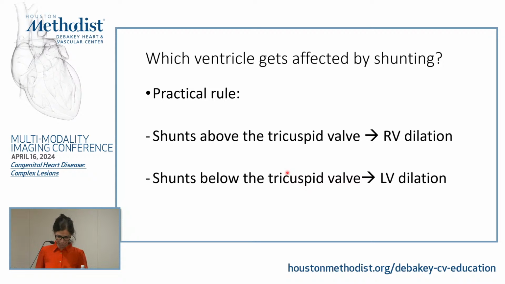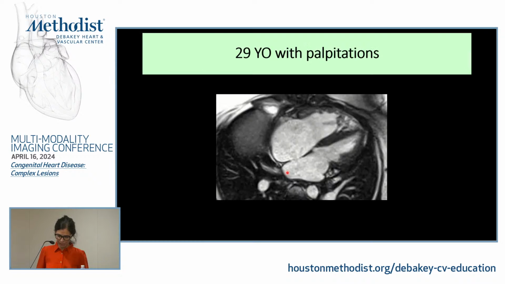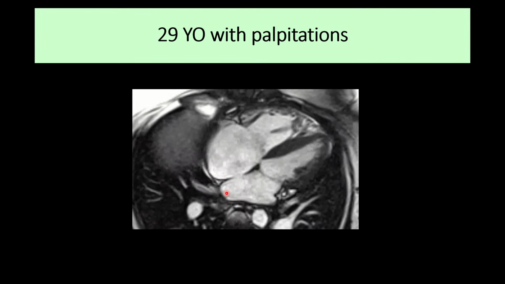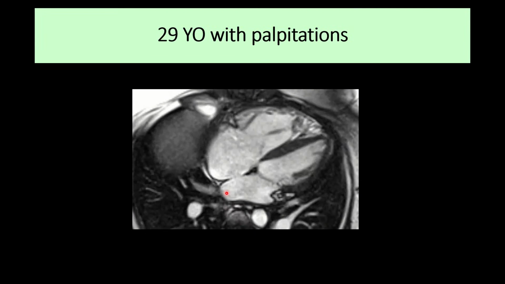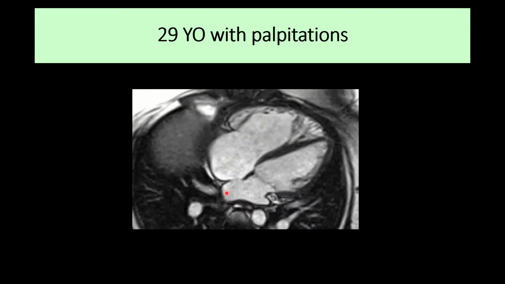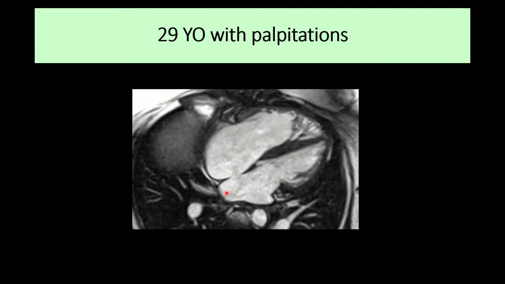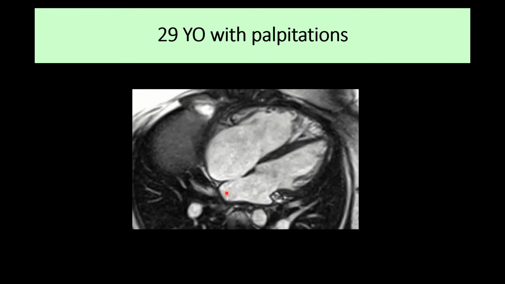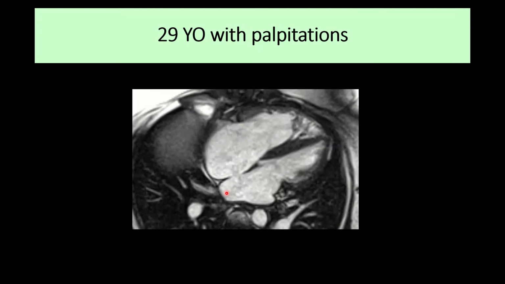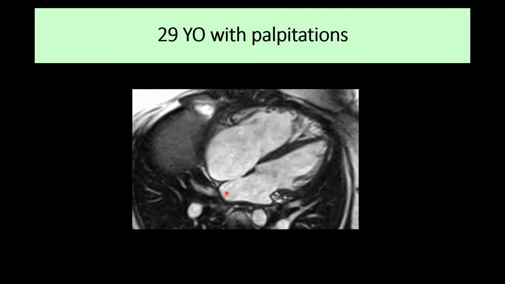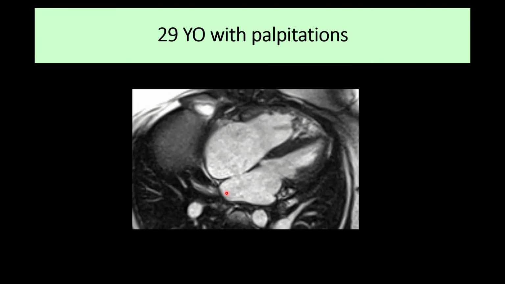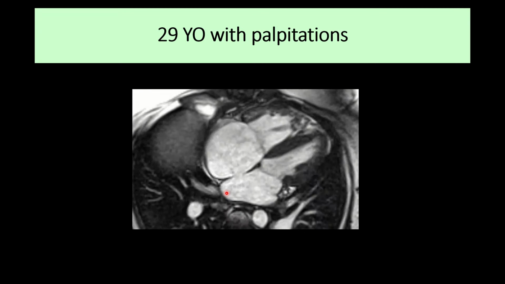Well, great. Okay, so now we're going to go through very easy cases for all of you. So remember that young patients with undiagnosed congenital heart disease usually present with arrhythmias. So young patients with flutter, fib, atypical flutters, you need to make sure that you do a thorough investigation to rule out shunts, okay? So this is a 29-year-old with palpitations, and what do you see?